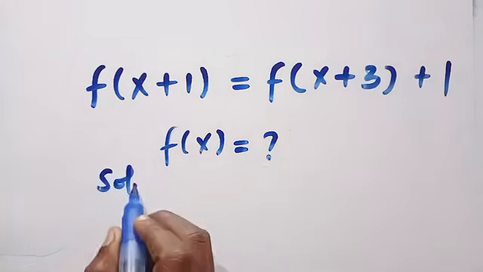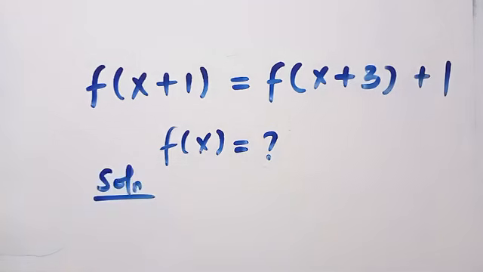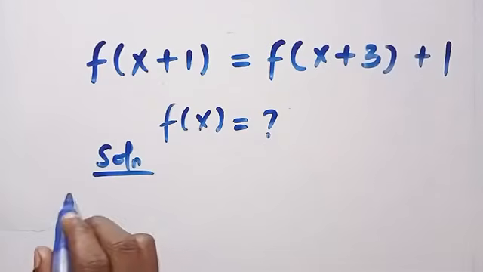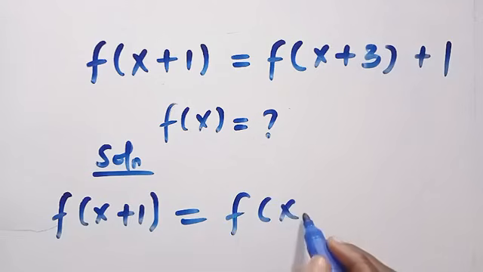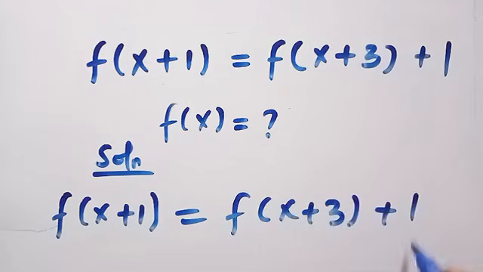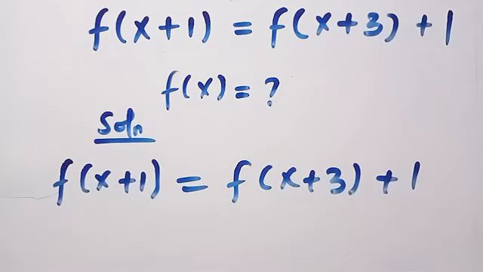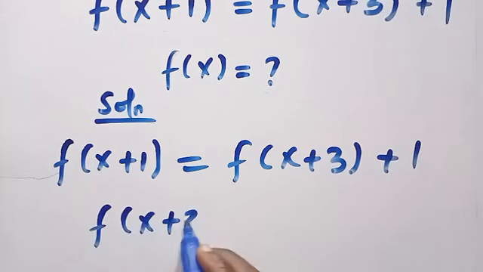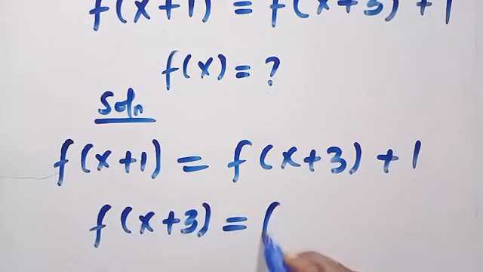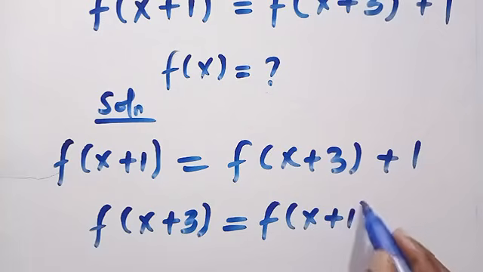When we consider the solution to this question, we have f of x plus 1 equals f of x plus 3 plus 1. By doing the rearrangement, we are going to make f of x plus 3 to be here, as we have f of x plus 3 equals f of x plus 1 minus 1.